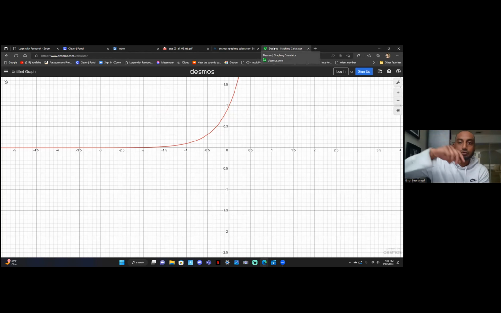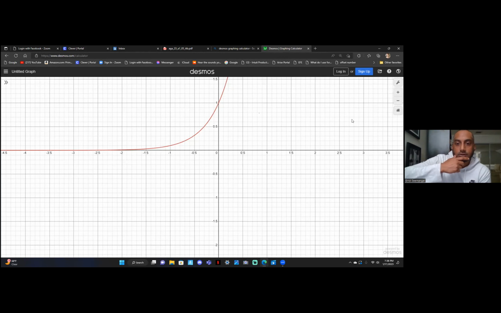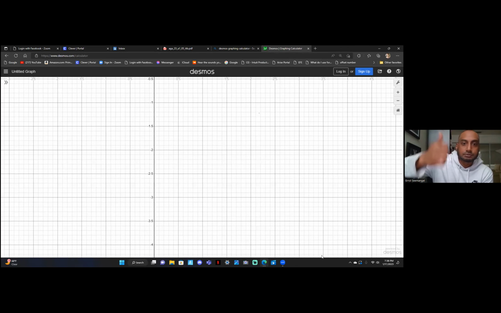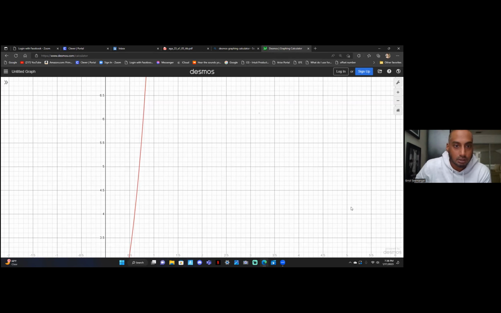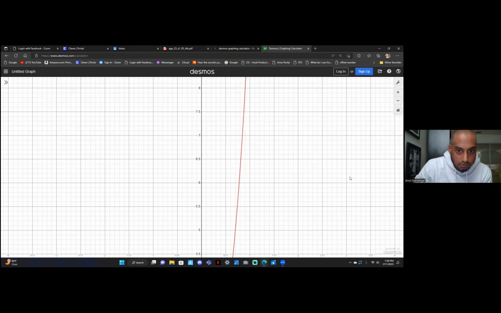Scroll up. Don't zoom out, but scroll up or scroll down. Sorry, scroll down. Sorry, my bad. Scroll up so we can see the top part of the graph. Okay, scroll down just a little bit.